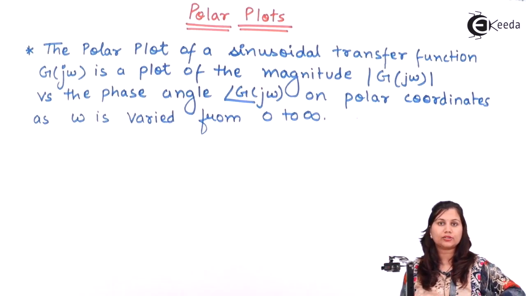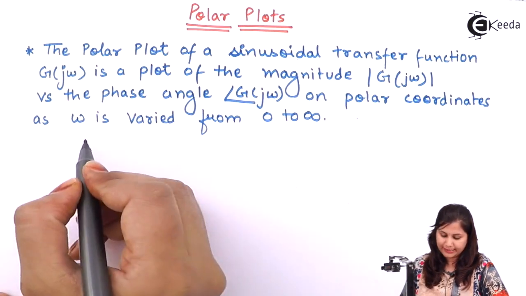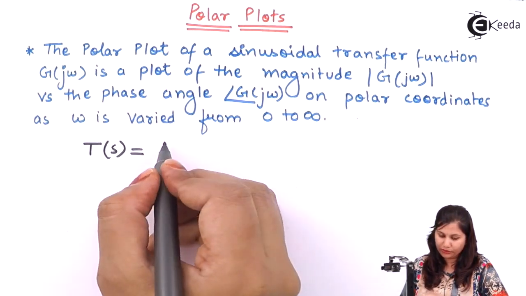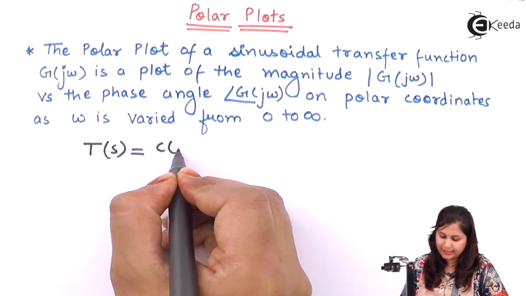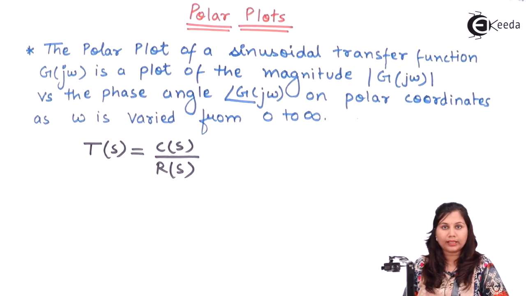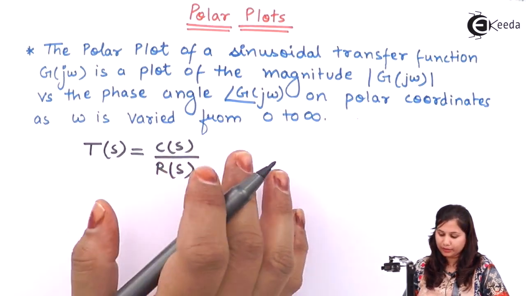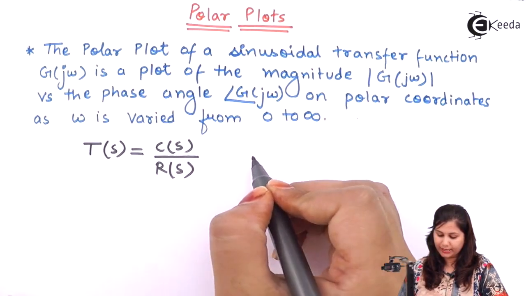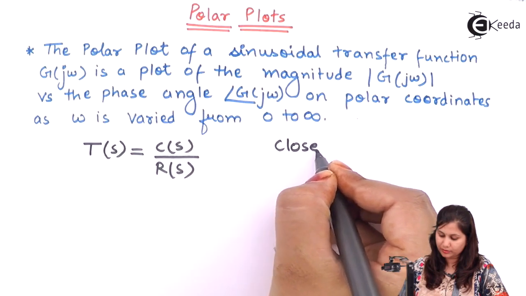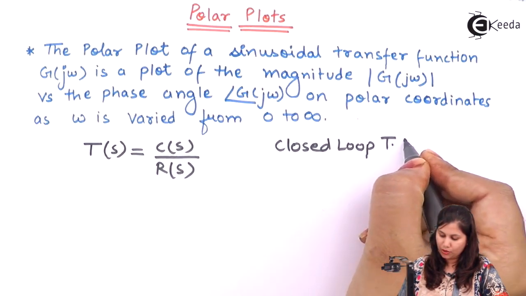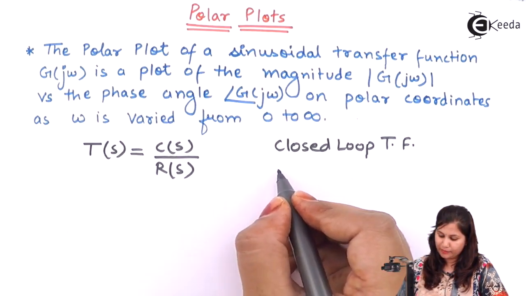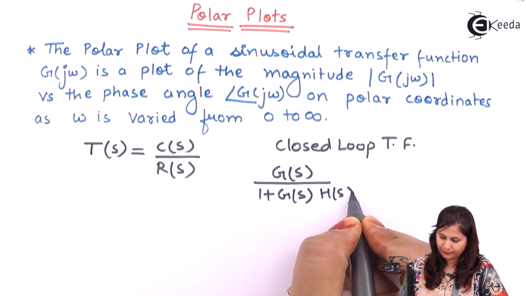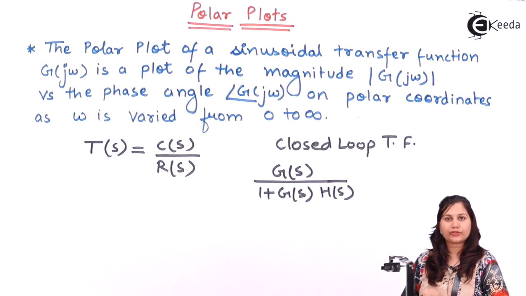Now, as we know, the transfer function of a control system is the ratio of the Laplace transform of the output and the input, that is C(s) by R(s). C is the output and R(s) is the input. It denotes that it is in the Laplace transformation form. Now if we take the closed loop transfer function of a system, then it is given by G(s) upon 1 plus G(s)H(s). This is the closed loop transfer function of a system.